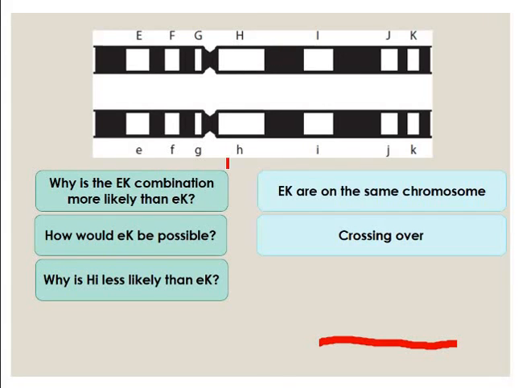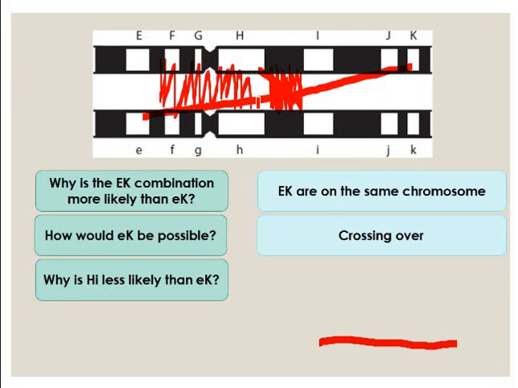And finally, why is big H, little i less likely than little e, big K? Why is this less likely? And that's of course because the distance between the H and the I is so small that the chiasma, the point of crossing over, would have to happen exactly here. And because it's happening at random, it doesn't happen that often. Whereas to have E and K together, the chiasma would have to happen anywhere along this entire length, and that's just more likely to happen.